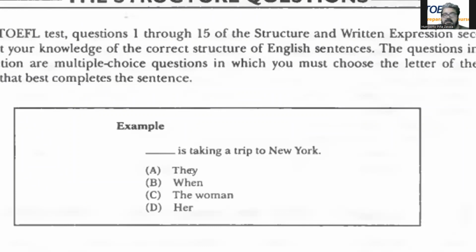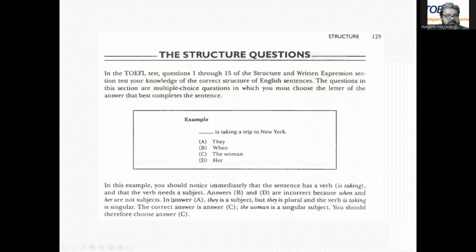Now, letter A, that's a subject, but it's plural. Letter B, that's not a subject. Letter C, the woman, is a subject and it's singular, so that would be the most appropriate one. And D, her, is not a subject. It's a possessive adjective, but it's not a subject. So the most correct answer is letter C. The woman is taking a trip to New York, right? That's what the example is displaying here.